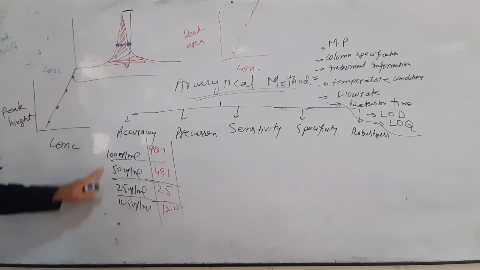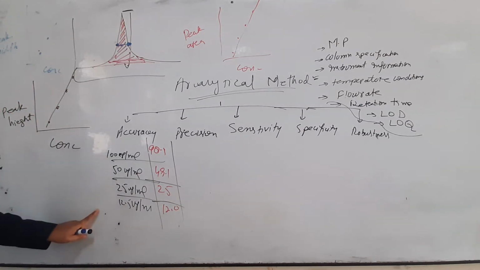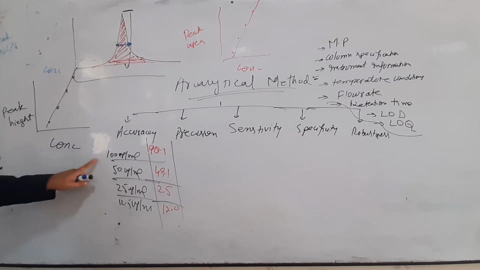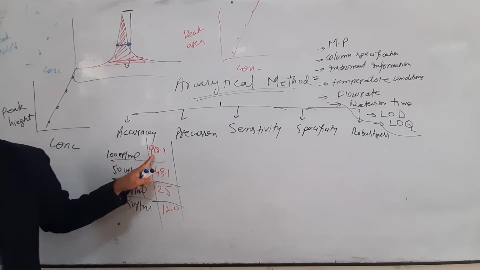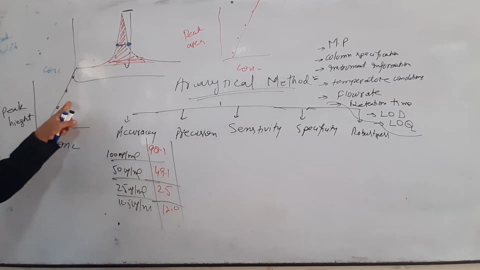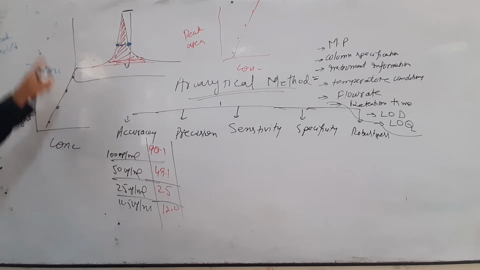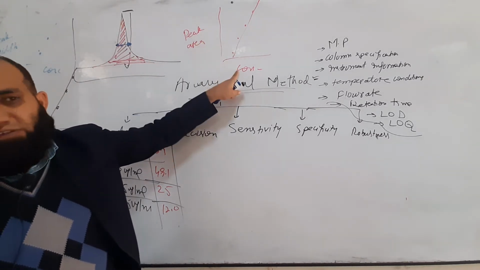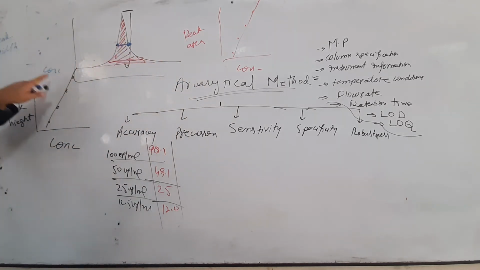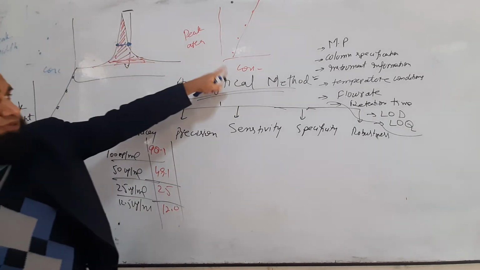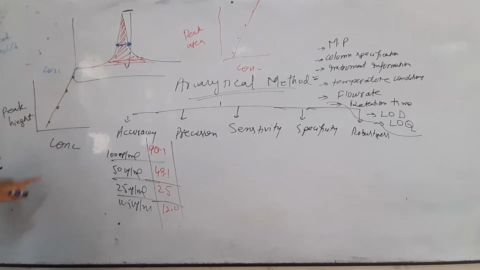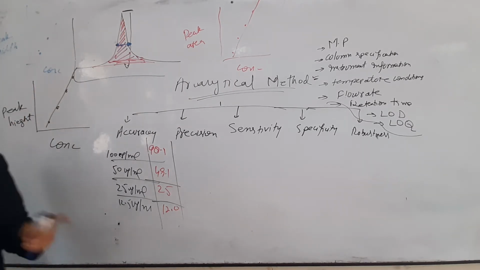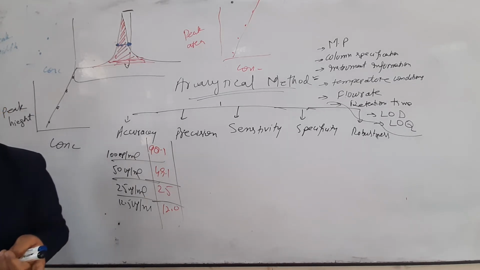These are the concentrations which we are assuming, which we have prepared by making dilutions from the stock solution, and these are the concentrations which we have calculated by using one of the three methods: either by calculating through peak area versus concentration, peak width versus concentration, or peak height versus concentration. Among them, we have to construct only one curve. That curve will be the standard curve.